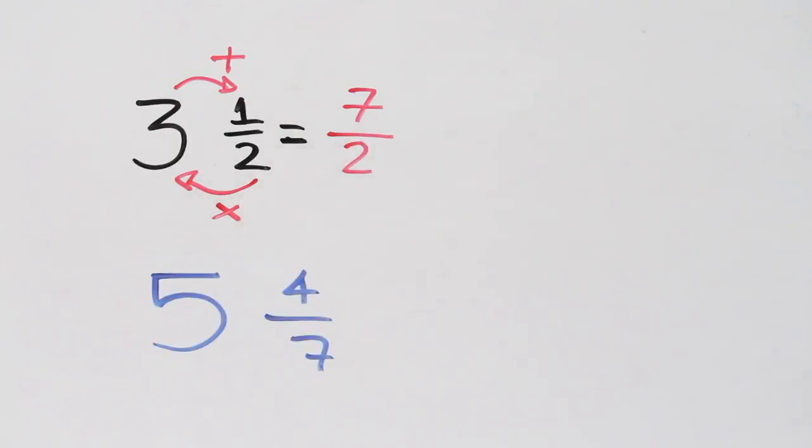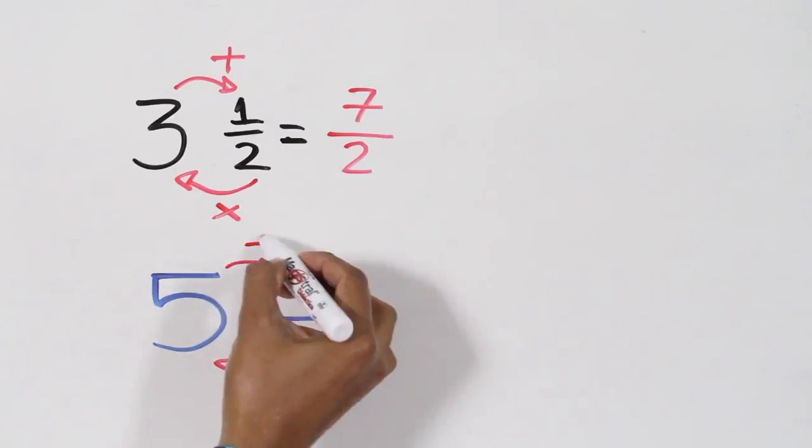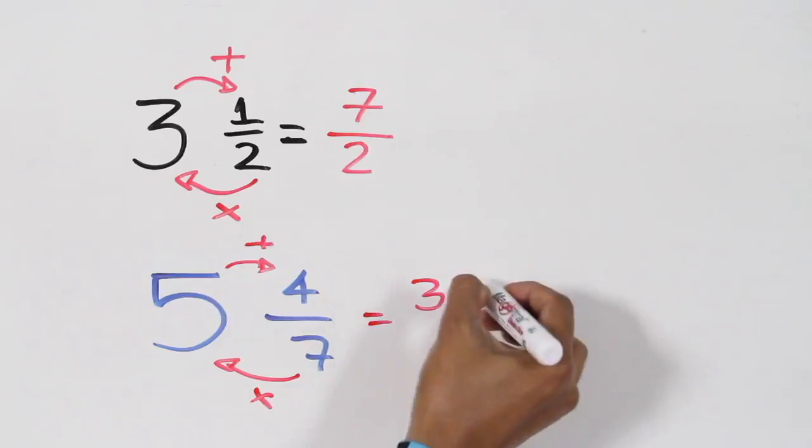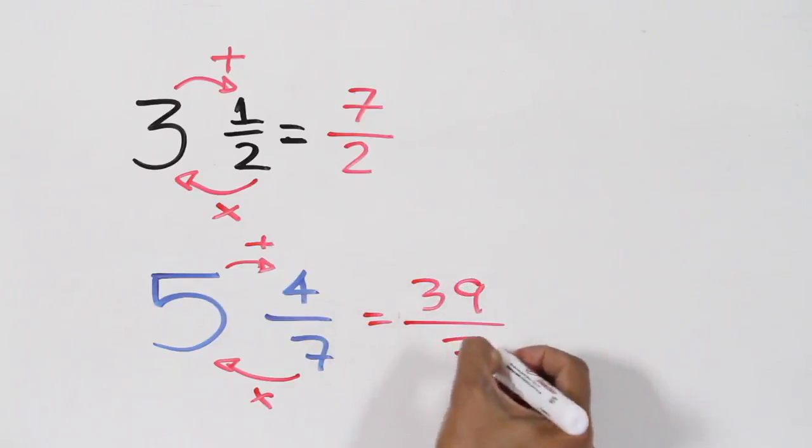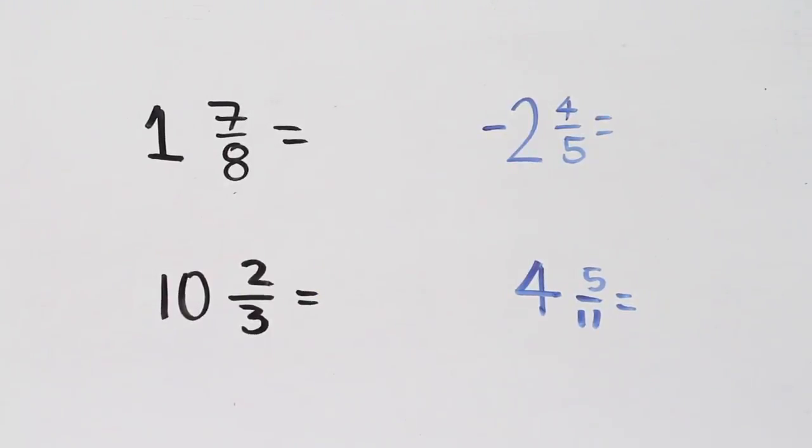Example number 2, we repeat the same procedure, that is multiplying the bottom number by the whole number. In this case, 7 times 5 equals 35, plus 4 equals 39 over 7. As you can see, it's very easy to change this kind of fraction.